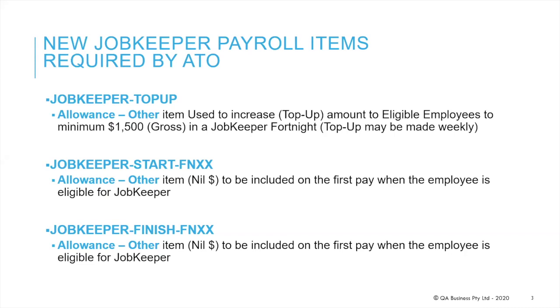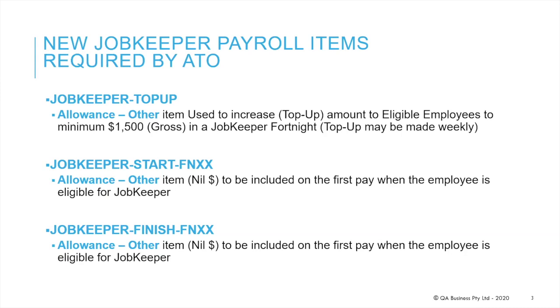It's an allowance type, other, and it's actually used when you need to top up an eligible employee's pay to get it up to the $1,500 JobKeeper amount, which is the minimum amount per fortnight. So if someone earns less than that and they're an eligible employee for JobKeeper, you'll need to pay a top-up amount to get them up to $1,500, and you'll use this item to actually record that additional amount.